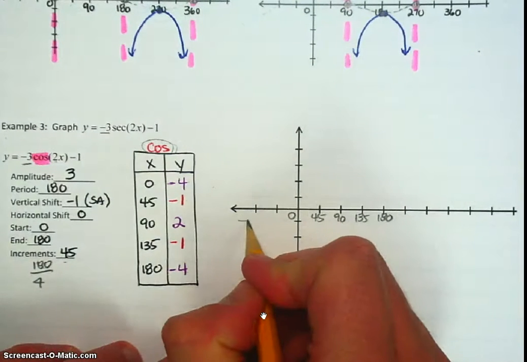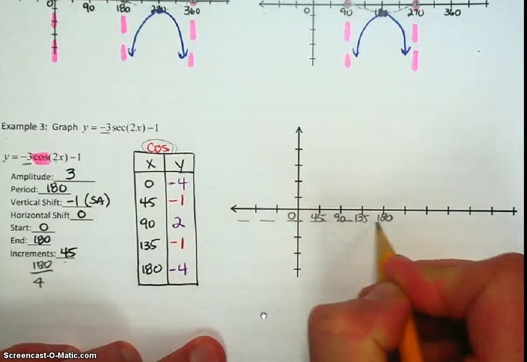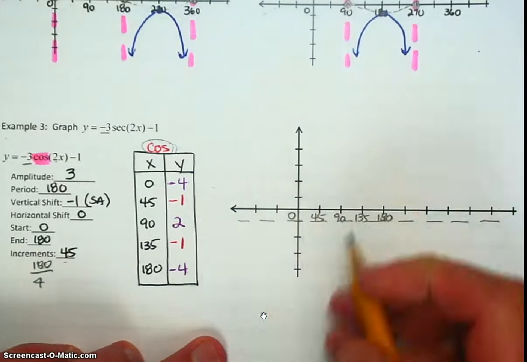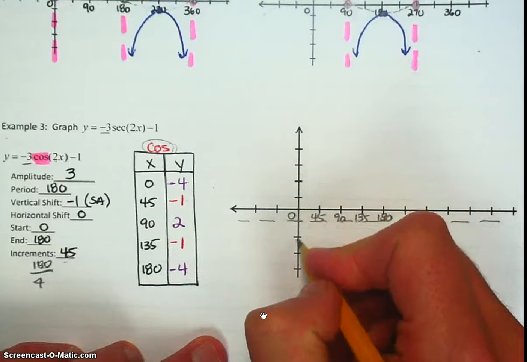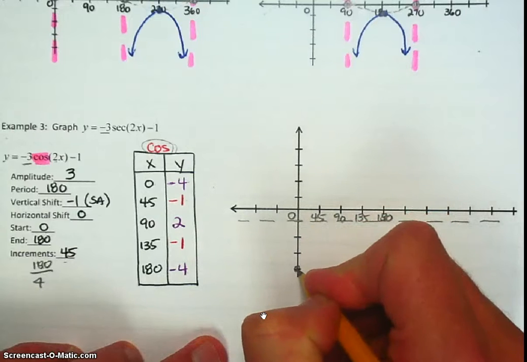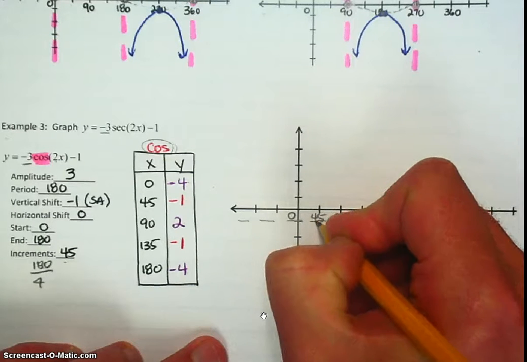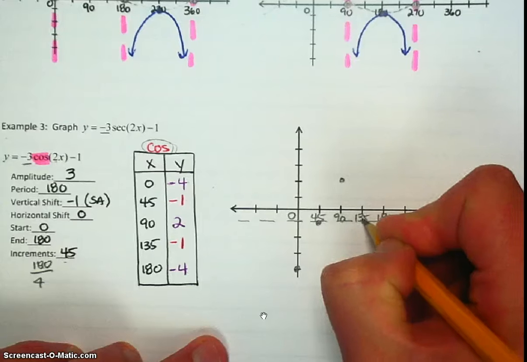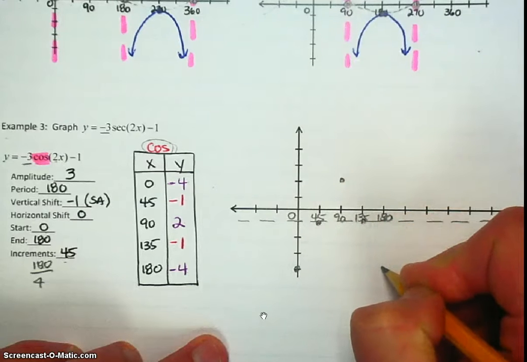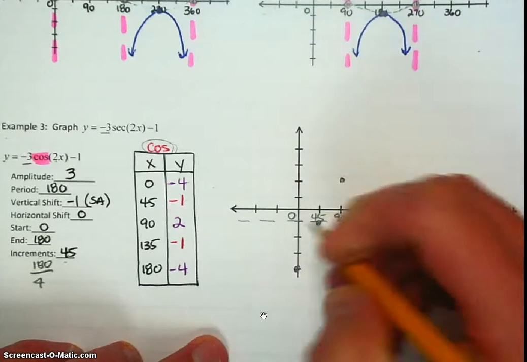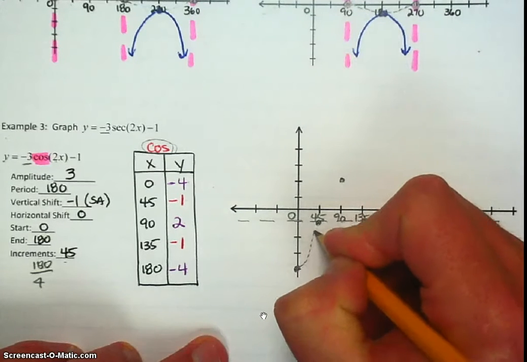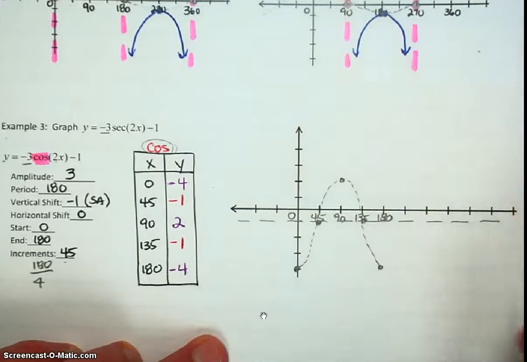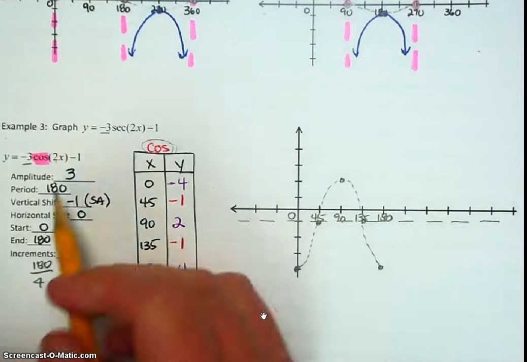My sinusoidal was right here at -1. So that's the middle of my graph here. And if I was plotting these points, I would have (0, -4), (45, -1), (90, 2), (135, -1), and (180, -4). So this is what the cosine curve looks like for this problem. That would be graphing negative cosine.